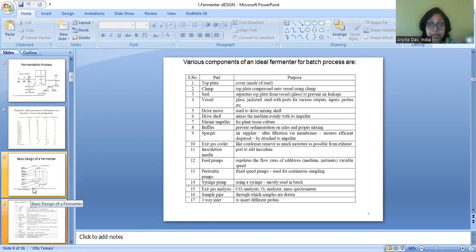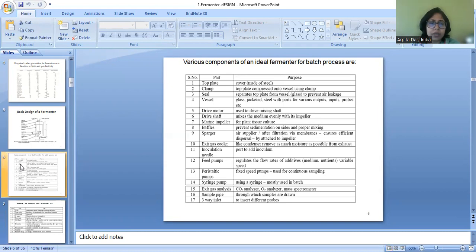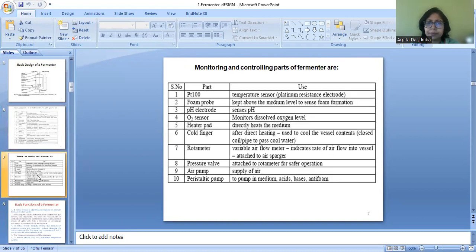Many other ancillary parts are also there. Here I have written a few parts of the bioreactor, like the top plate and what its purpose is. It's the cover, the clamp, the vessel, the feed pump, the syringe pump. These are some components of the ideal bioreactor I have listed here.